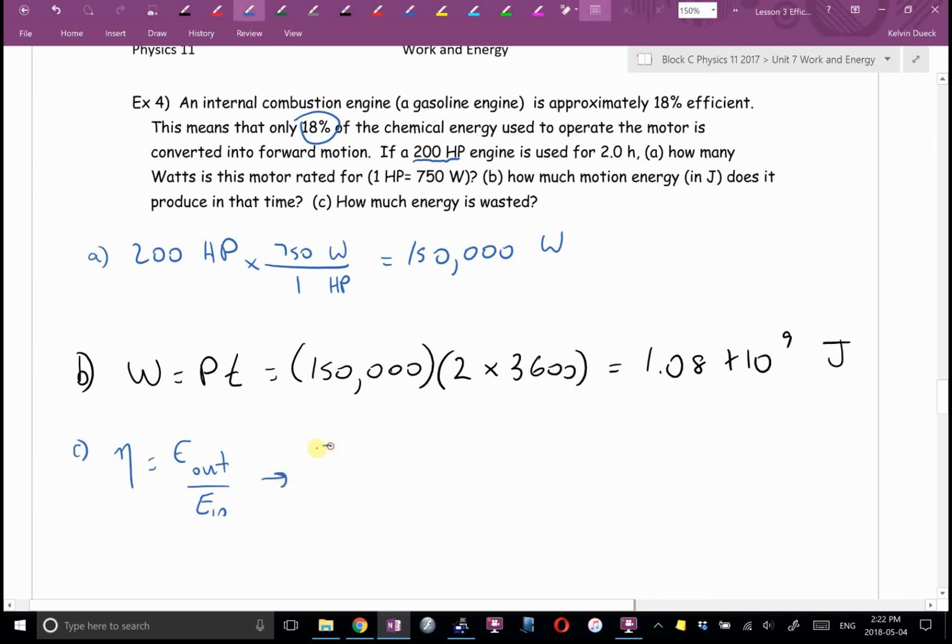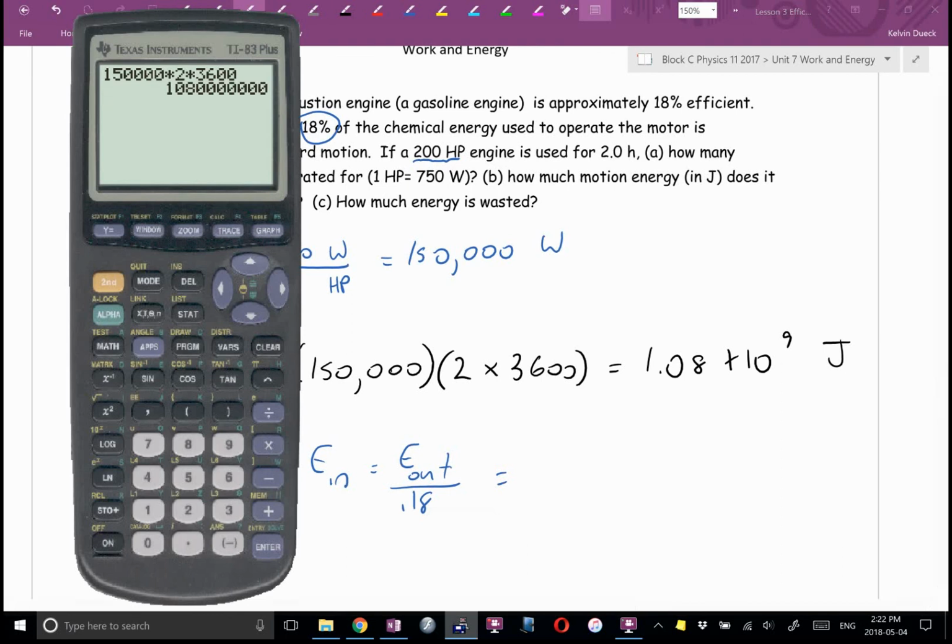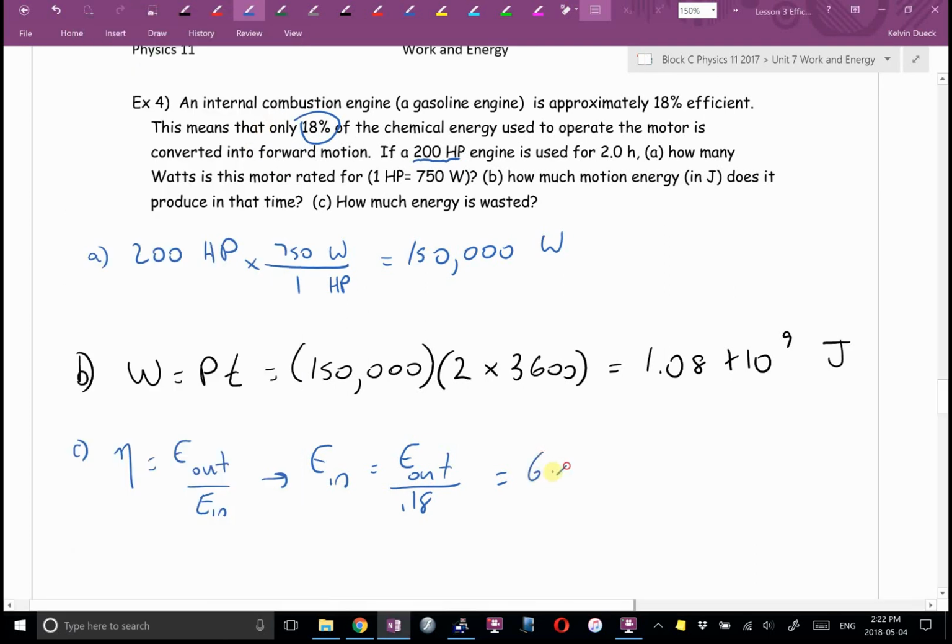So energy in equals energy out divided by 0.18. So it's that number divided by 0.18. And I get 6 times 10 to the 9th, which is not the answer.